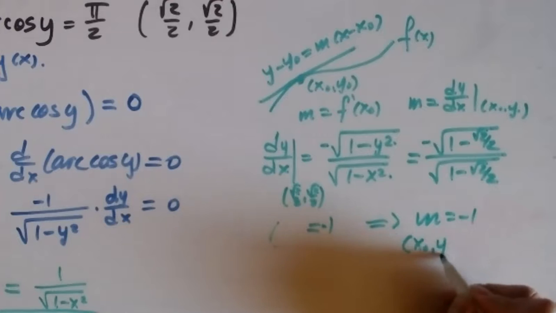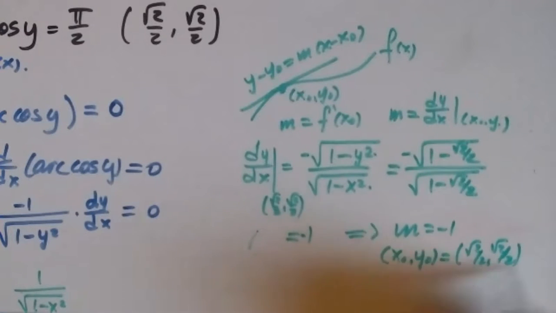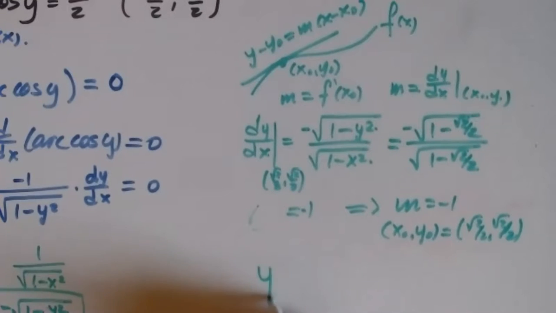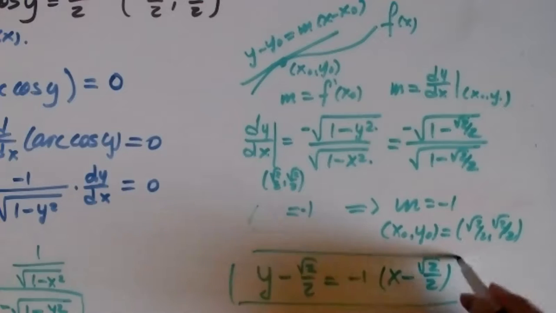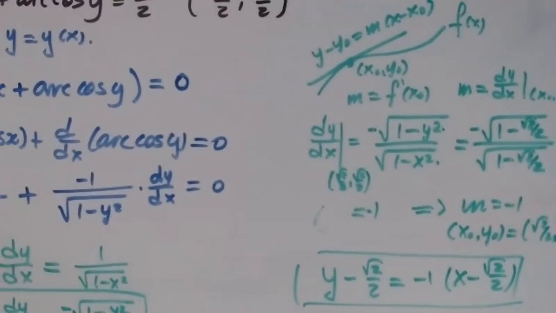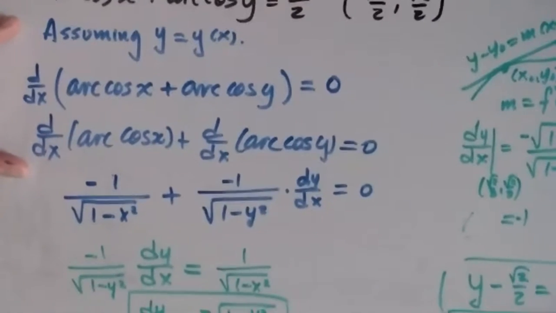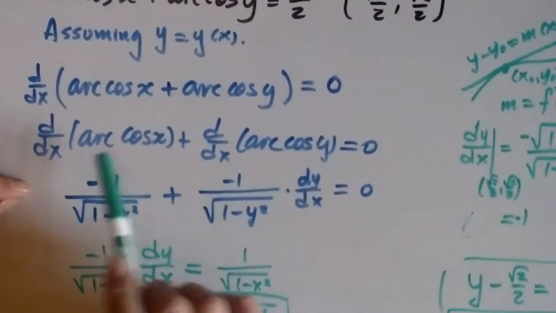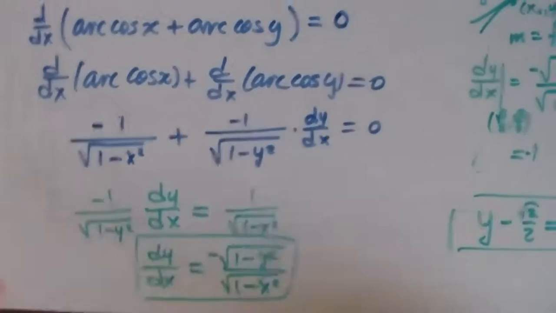The x0, y0 is a square root of 2 over 2, a square root of 2 over 2, right? So my equation is going to be y minus y0, the square root of 2 over 2, equals negative 1 times x minus the square root of 2 over 2. And this is my answer. So check the problem. This is my problem. This is the calculus part. You have to use these derivatives. Once you find the derivative using these formulas, you have to use your algebra to solve for dy dx. It's a linear equation. You solve for dy dx, right?